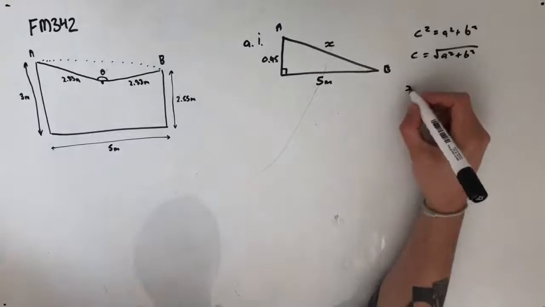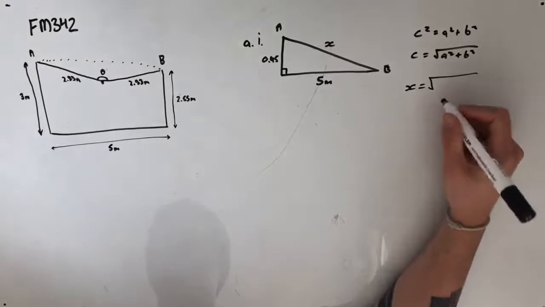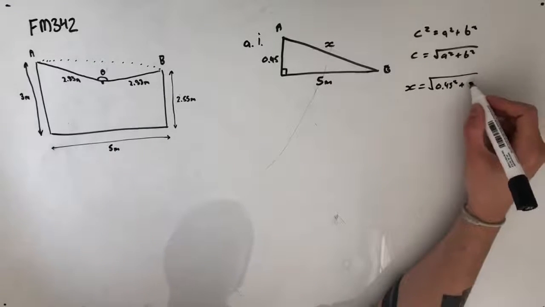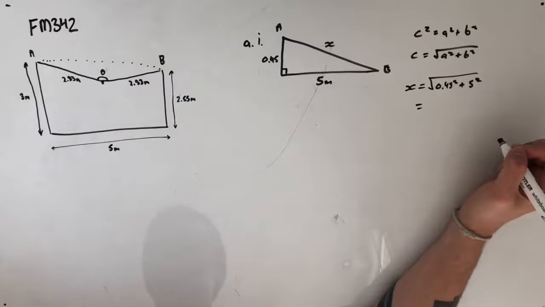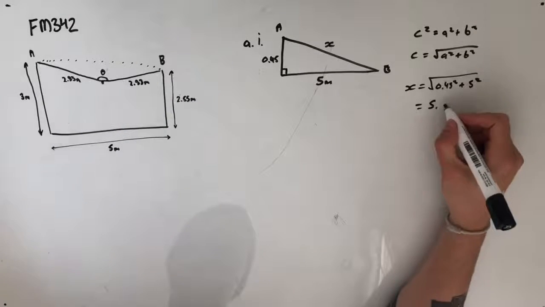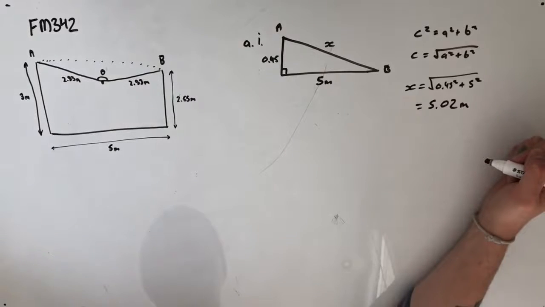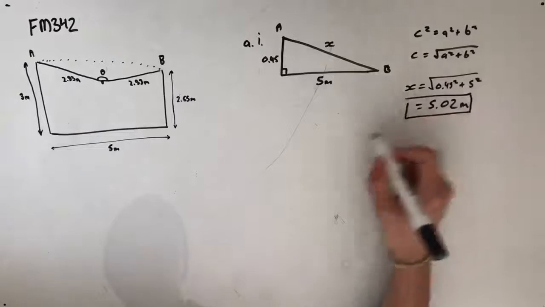Substituting our numbers here, we should get our unknown is equal to the square root of 0.45 squared plus 5 squared, which should give an answer when rounded to 2 decimal places of 5.02 meters. Cool. So that's part I.